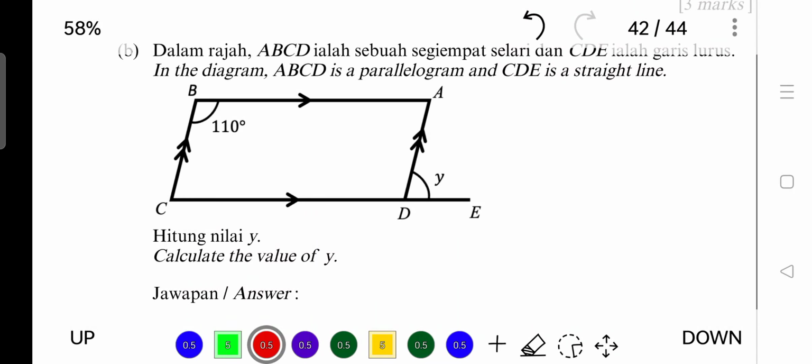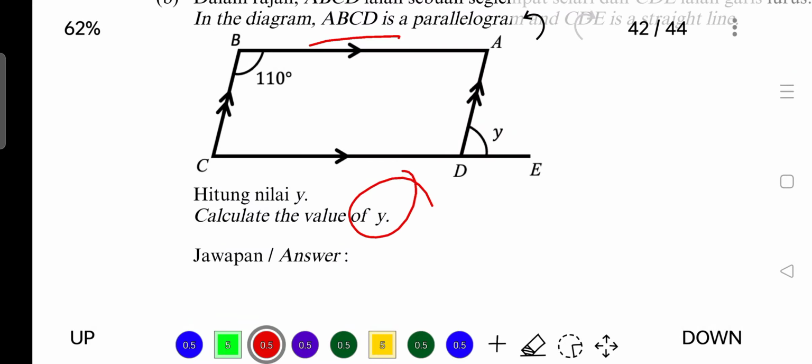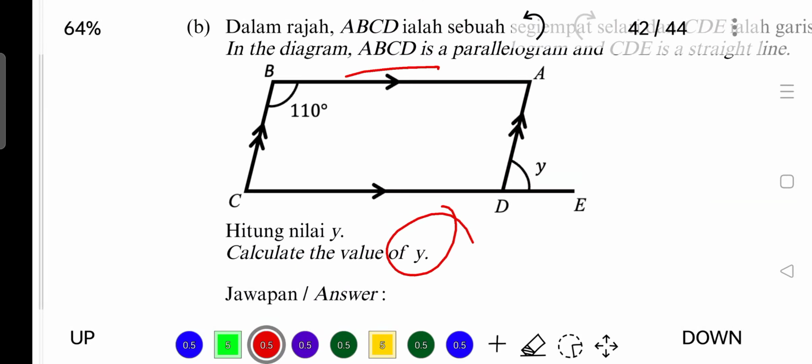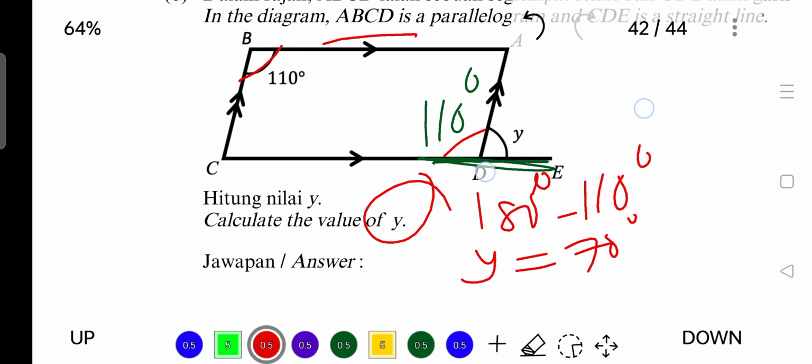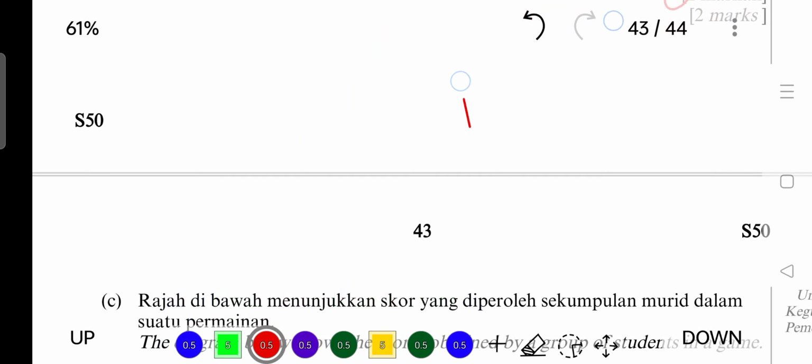Okay, in the diagram, ABCD is a parallelogram, and CD is a straight line. You just have to calculate the value of y for me. If this is a parallelogram, you must know the opposite angles will be the same. Here is 110 as well. This is a straight line, so 180 minus 110, you get y as 70 degrees. You get 2 marks over there.